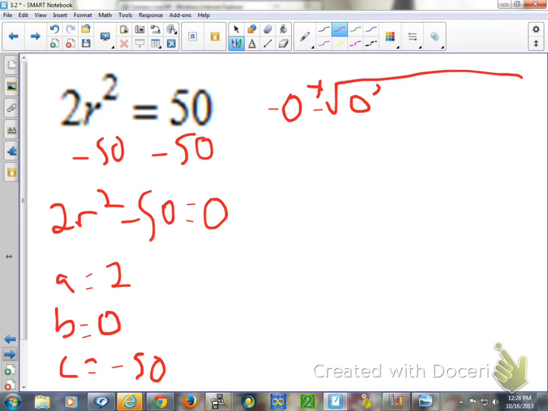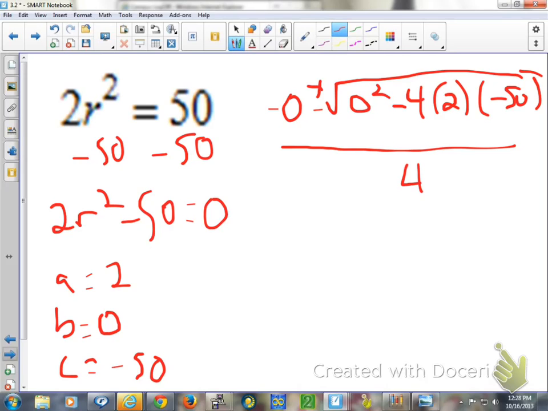B squared minus 4AC, all over 2A. 2 times 2. So you just write negative 0? Well, you don't have to write that at all, but I don't want people thinking I skipped that step.